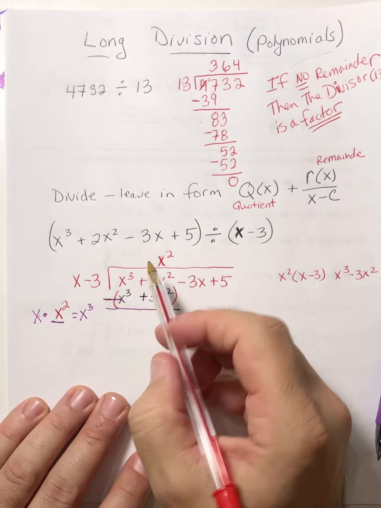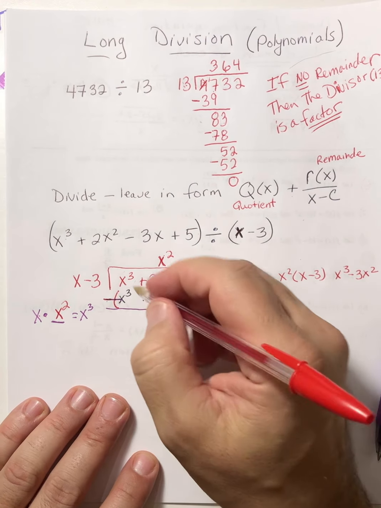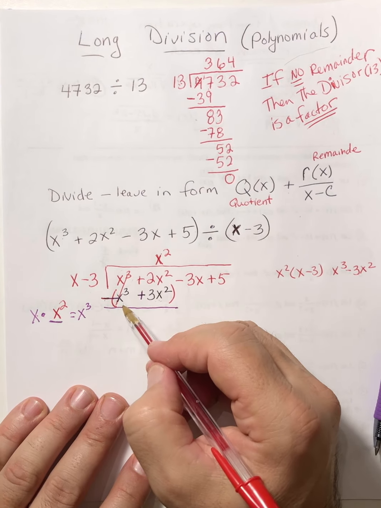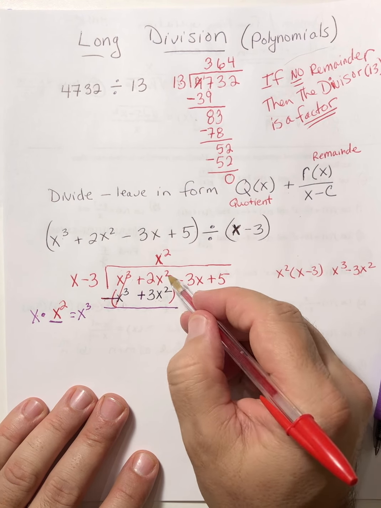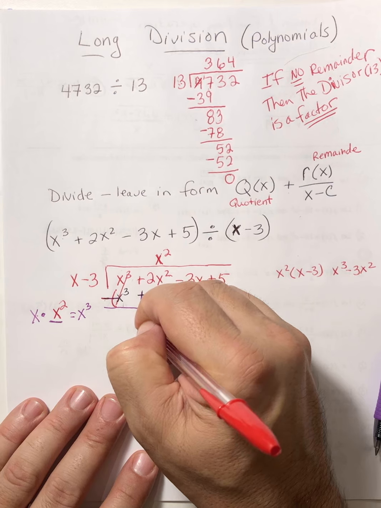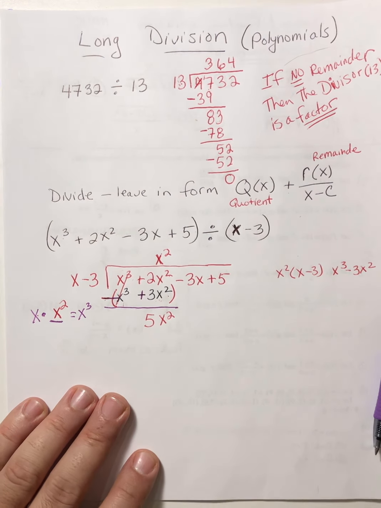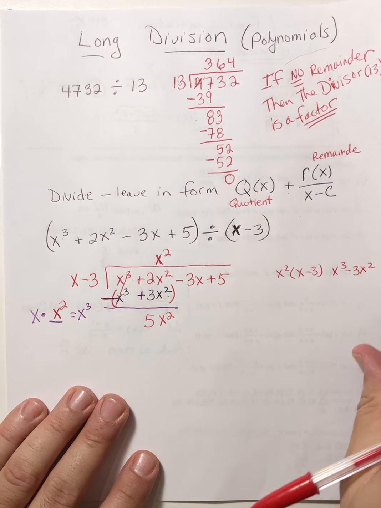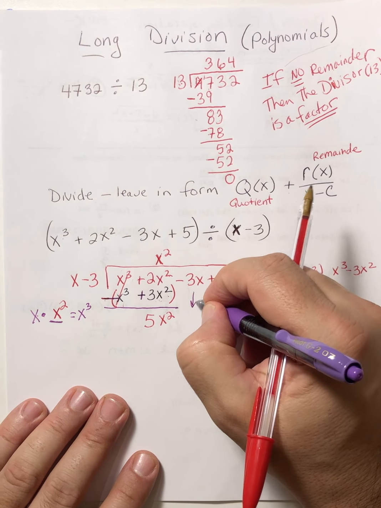Okay? So now what happens with x cubed minus x cubed? They cancel. Notice those lined up. And now my x squared and x squared, they line up. Positive 2, positive 3 is a 5x squared. We just did the first step. Now I bring down the negative 3x.